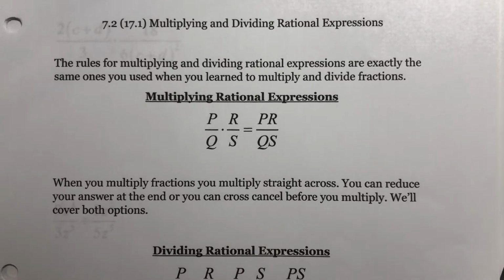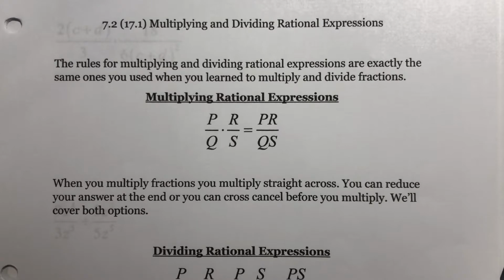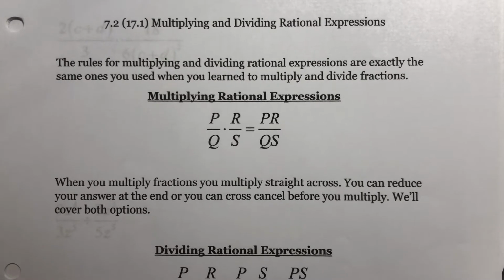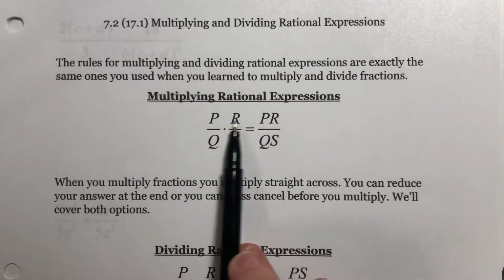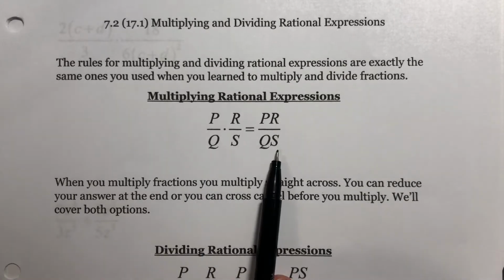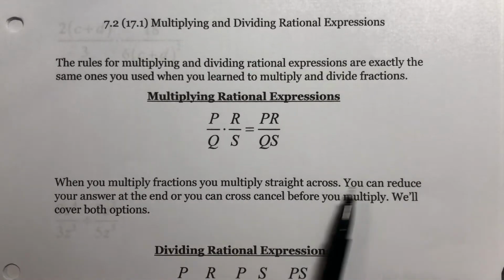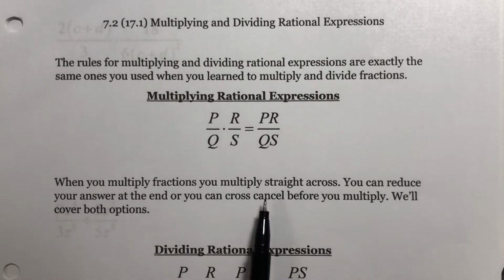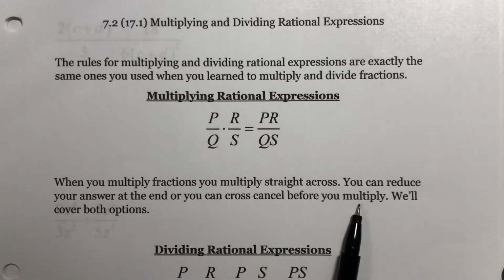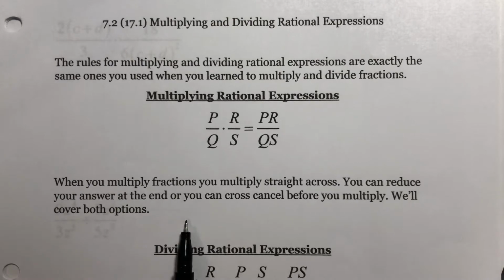Welcome to section 7.2, multiplying and dividing rational expressions. The rules for multiplying and dividing are exactly the same ones you used when you learned to multiply and divide fractions to begin with. When you're multiplying fractions, you multiply straight across the top and the bottom. When you multiply fractions, you can reduce your answer at the end, or you can cross cancel before you multiply. And we'll cover both options.